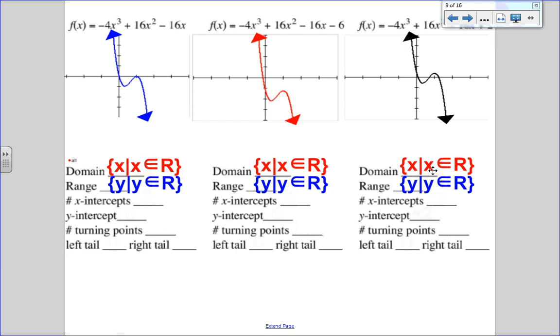Okay, so domain and range, we agree. It's going to be the same for all. So that's definitely something they all have in common.